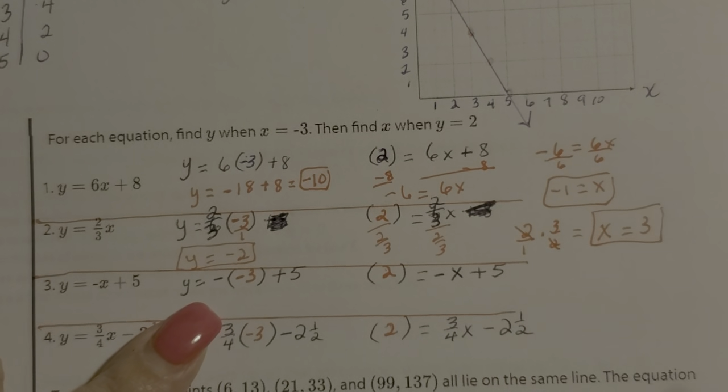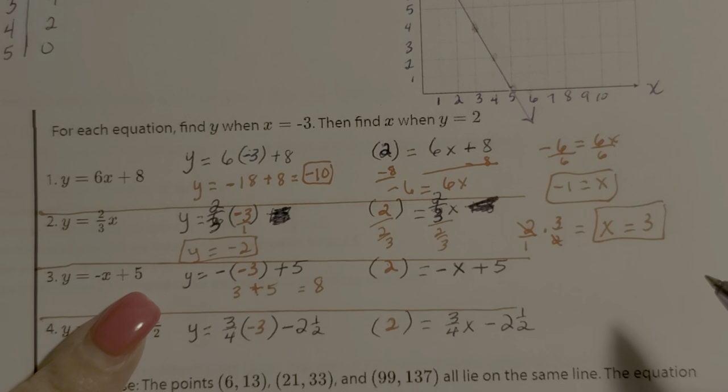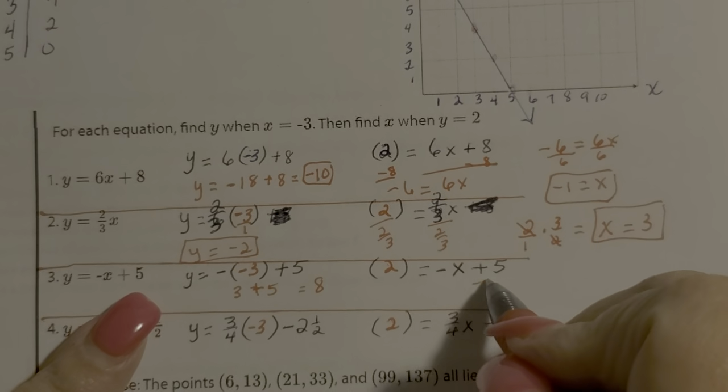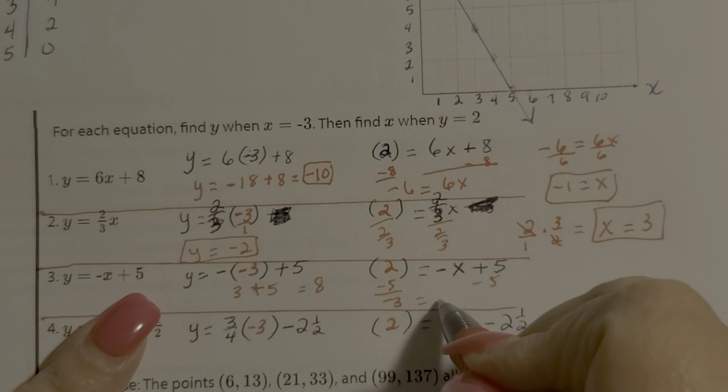And number 3, the opposite of negative 3 is positive 3. 3 plus 5 is 8, so y would be equal to 8 when x is negative 3. If I subtract 5 from both sides, that's negative 3 equals negative x. Well, if I divide both sides by negative 1, that gives me x equals 3 when y is 2.